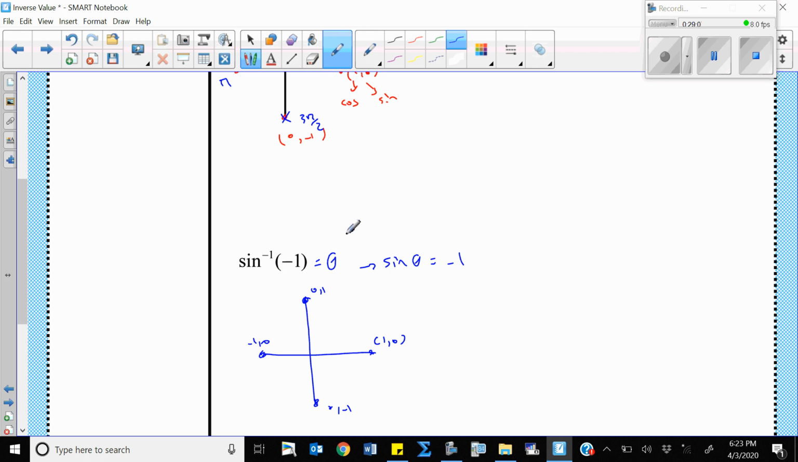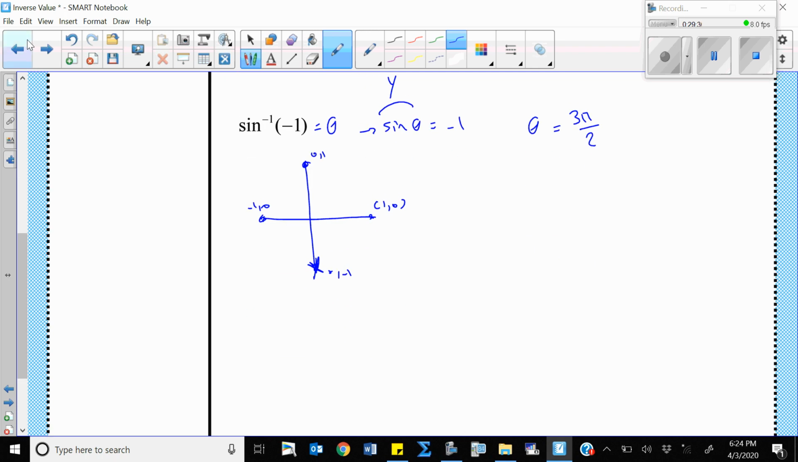And now I'm looking for a sine value which is equal to negative 1. We know that sine is the y value, so I need to look for a y value which is equal to negative 1. Which of these points have a y value equal to negative 1? That's here, this point. Now, what is the angle at this point? It's 3 pi over 2. And in this case, we have only one answer, not two answers.